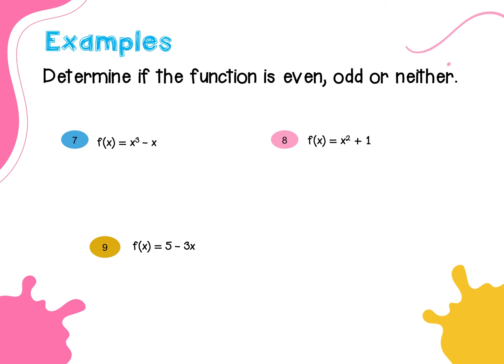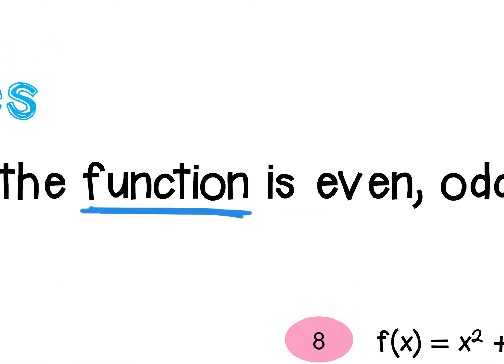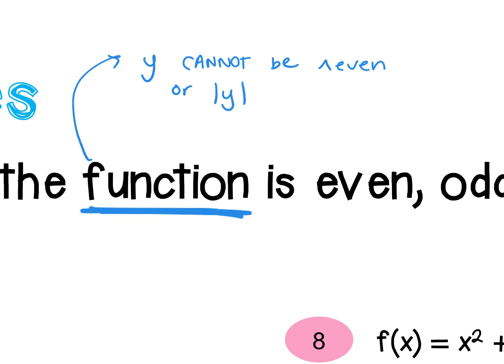Determine if the function is even, odd, or neither. First things first, it has to be a function. So what's our test for a function from an equation? What can't y be? What would make it fail a vertical line test? Yeah. Good. So raised to an even power or an absolute value. If either of those happen, it's not a function from the beginning, so it can't be even or odd.